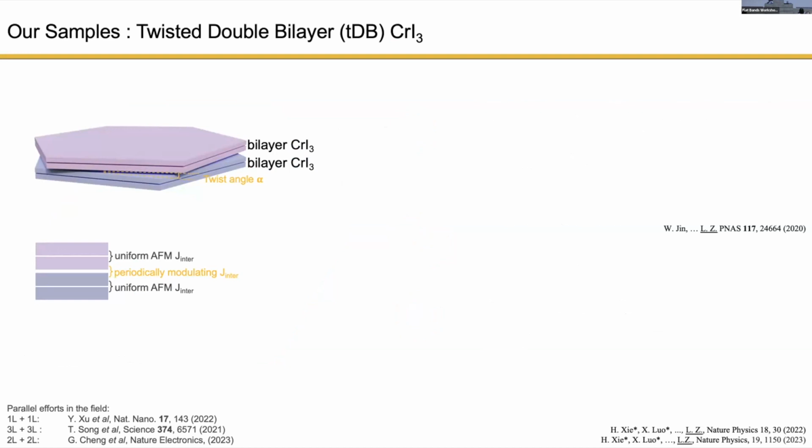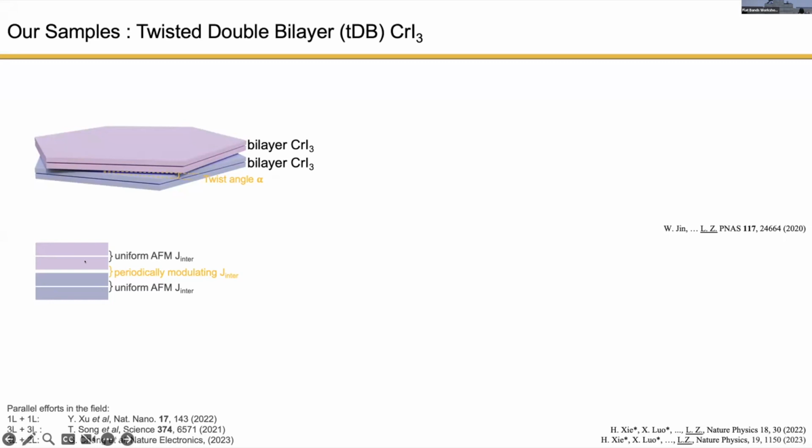So we choose our system to be twisted double bilayer chrome trioxide, as illustrated here. It's a bilayer on top of another bilayer with a small twist angle of alpha. So when we look at this 4-layer structure, if we consider the interlayer interactions, we will have uniform antiferromagnetic coupling between the layers within the bilayer, which is between the first and second layer and between the third and fourth layer.